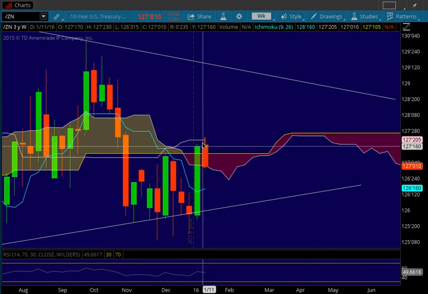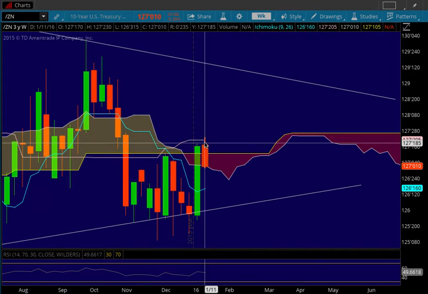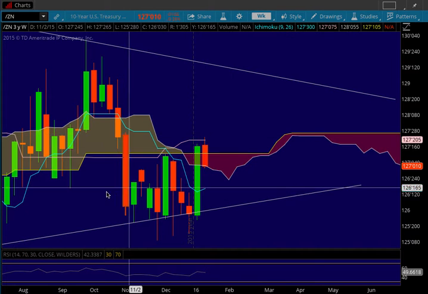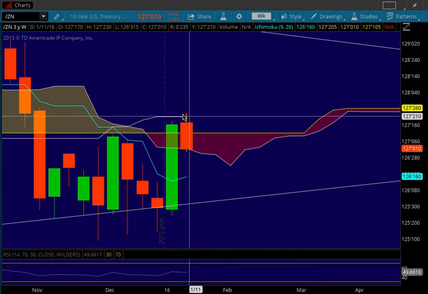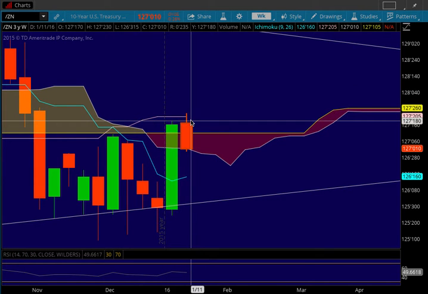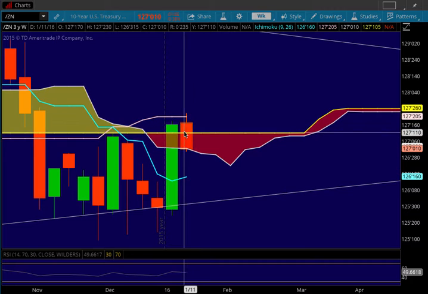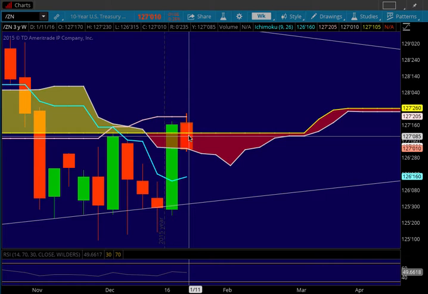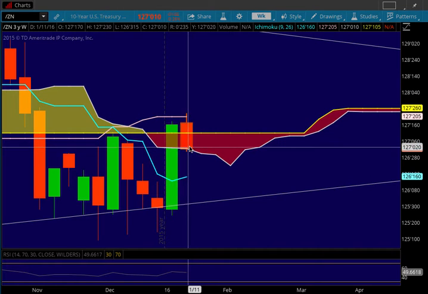What happened with this weekly candle is we came up and we tested the Kijun-sen, slightly over the Kijun-sen. Let's make it even a little bit bigger to see. The Kijun-sen is this pink line. So we tested slightly over the Kijun-sen and got rejected by that. And then we were unable to hold the top of the cloud here and came back into the cloud. And right now we're testing the bottom of the cloud.